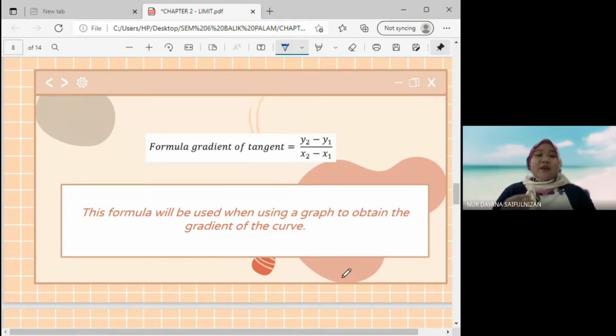So here is the formula: gradient of tangent equal to y2 minus y1 over x2 minus x1. Okay, so this formula will be used when using a graph to obtain the gradient of the curve. By using the idea of limits, we can find the gradient of the curve at a particular point. So it will make your calculation easier.